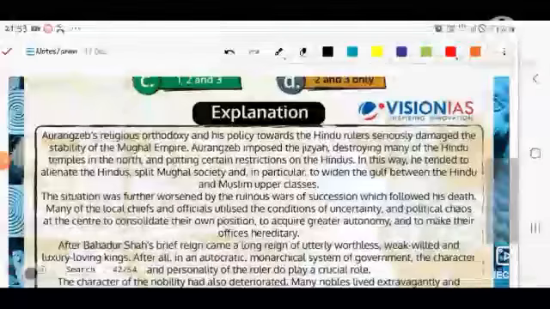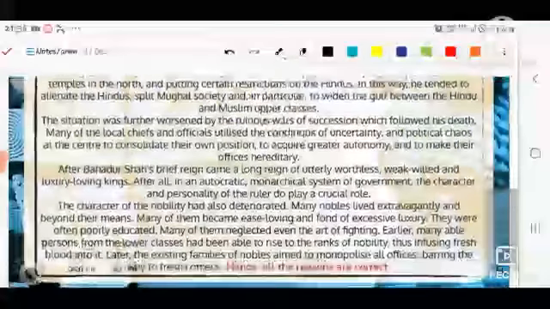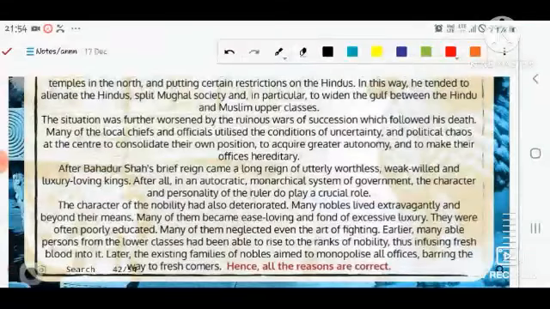If you want to see, let's see about Aurangzeb. Aurangzeb's religious orthodoxy and his policy toward the Hindu rulers seriously damaged the stability of the Mughal Empire. Aurangzeb imposed the jizya, destroyed many Hindu temples in the north and put certain restrictions on the Hindus. In this way, he tended to alienate the Hindus, split Mughal society, and in particular widen the gulf between the Hindu and the Muslim upper class. The situation was further worsened by the ruinous wars of succession which followed his death.